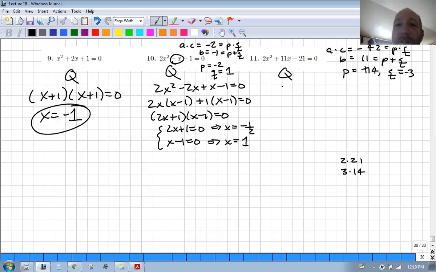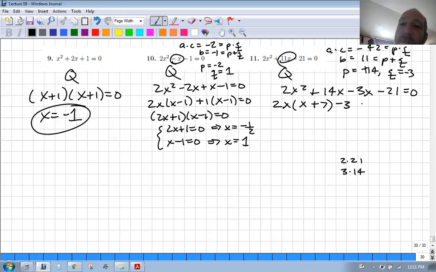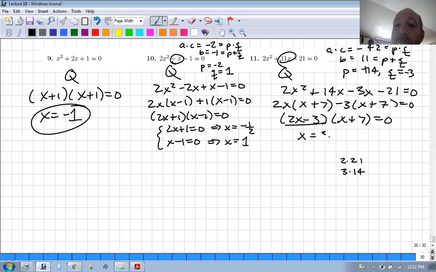So if we rewrite this 11x as 14x minus 3x, we factor out a 2x, we get an x plus 7 and a -3. We got a 2x minus 3 times an x plus 7. So this one tells us x is 3/2. This one tells us x is -7.